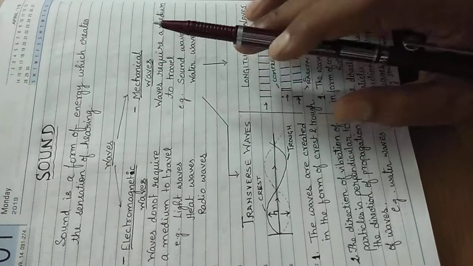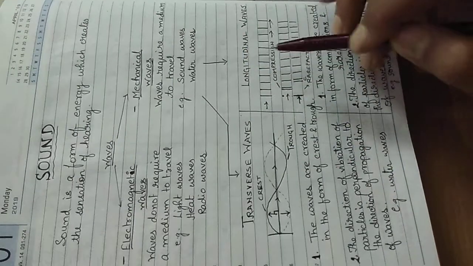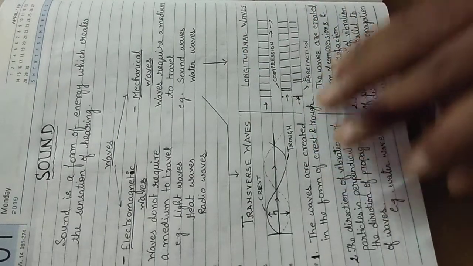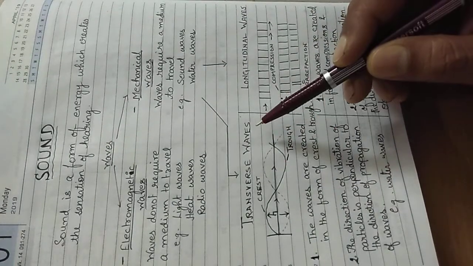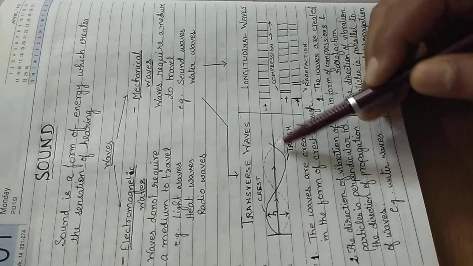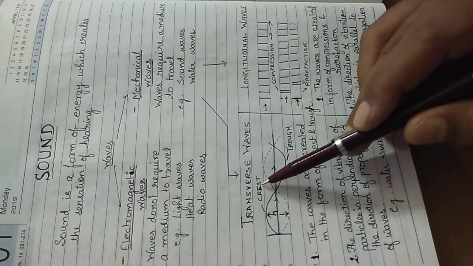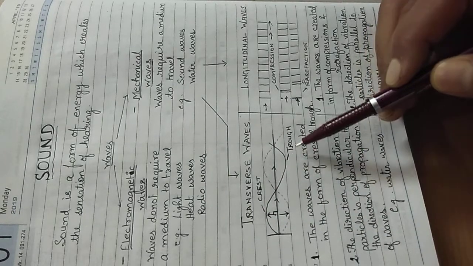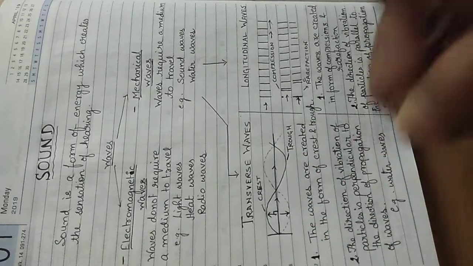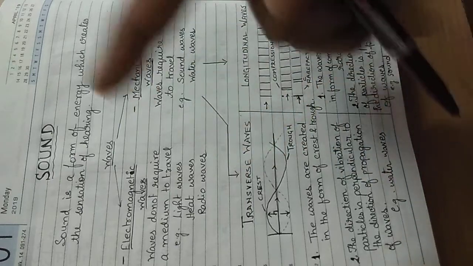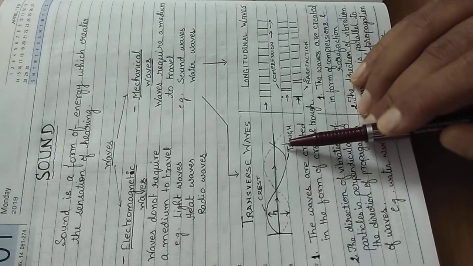These mechanical waves, depending on their pattern, can again be classified into two different types. One is the transverse wave, another one is the longitudinal wave. When we talk about the transverse wave, the pattern looks like this. The higher point of the wave is called the crest, and the lowest point on the wave is called the trough. Suppose you tie a thread to a pole and you give the thread a jerk. A kind of wave will be created. That higher point is the crest, the lower point is the trough.